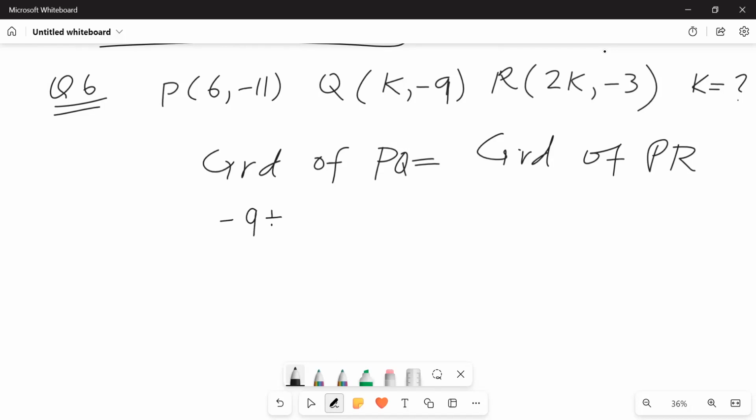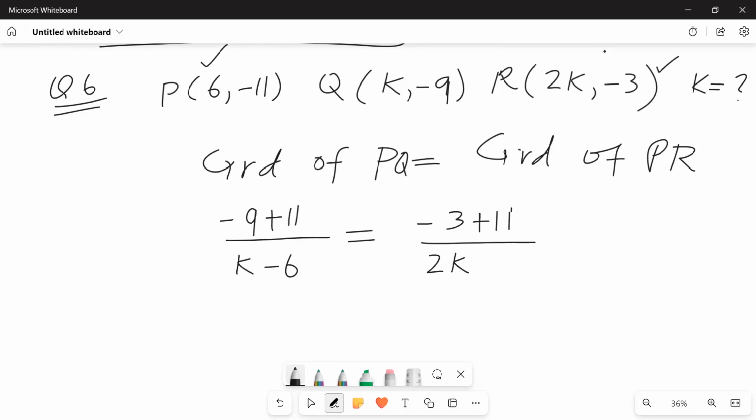-9 and +11 over k minus 6. So these are equal, it's given. Then PR, this P and this R and this P. So -3 plus 11 over 2k minus 6.